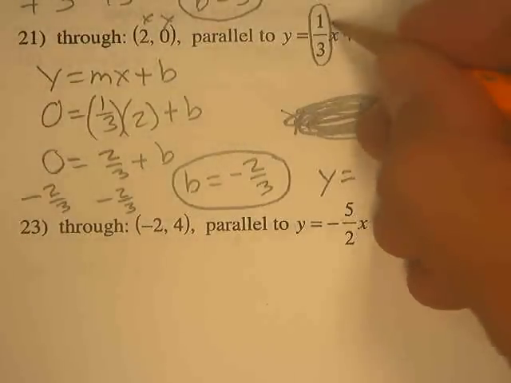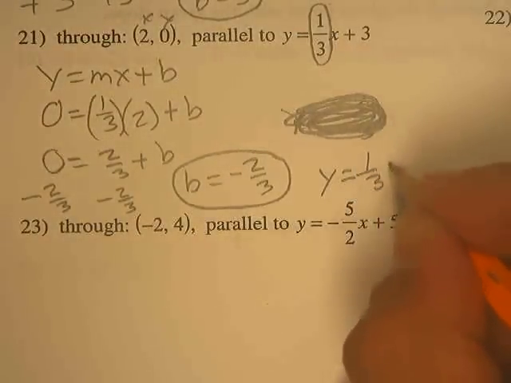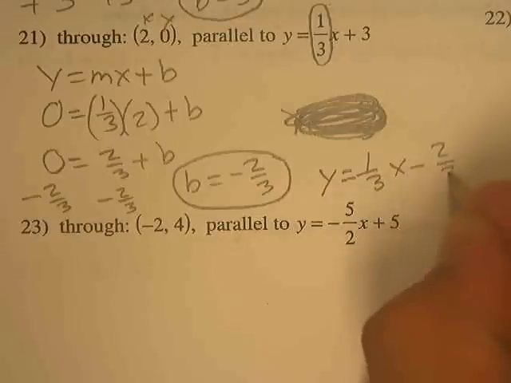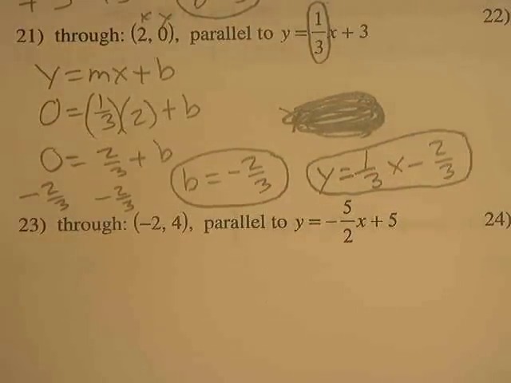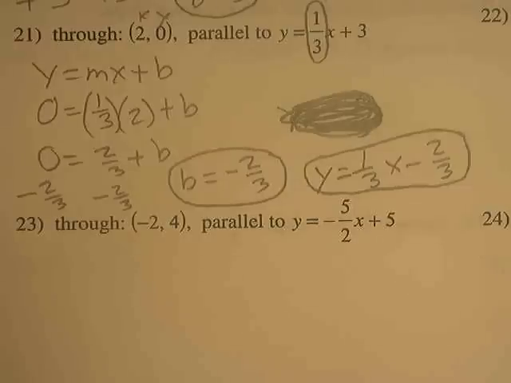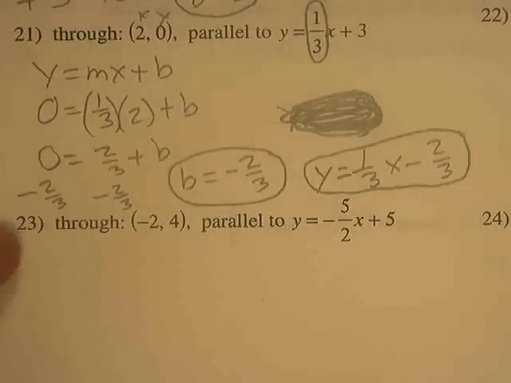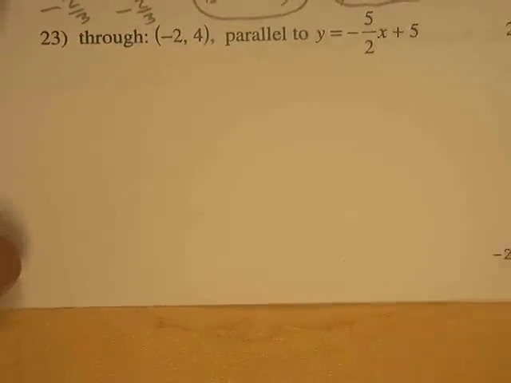Oh, I'm sorry. That's a mistake. Let's try that again. y is equal to 1/3 x minus 2/3. And that's another parallel one.